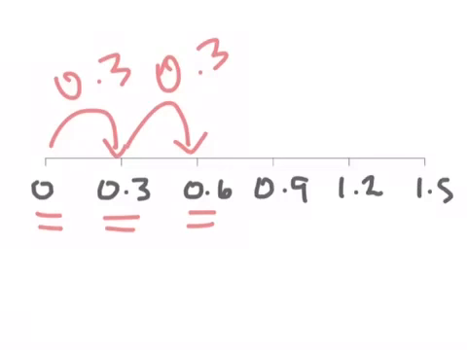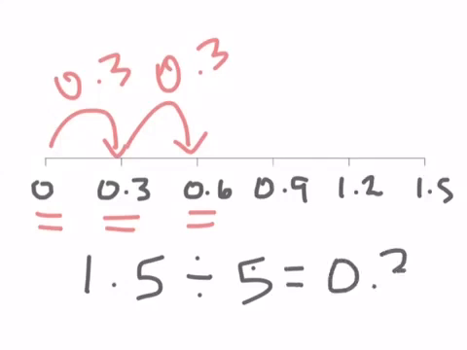And if we look at this whole number line, this is the same as saying I have 15 tenths, or 1 and 5 tenths, divided into 5 sections. Each one of those sections is equal to 3 tenths.